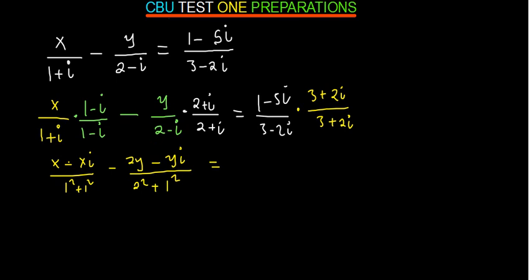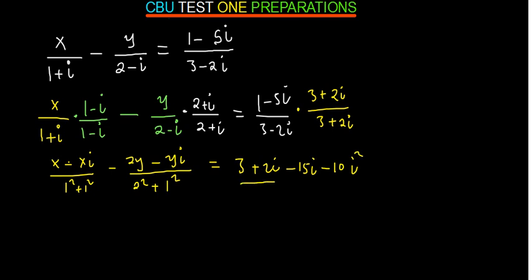And that is going to be equal to, multiply here, 1 times the 3. It is going to be 3. 1 times 2 there. It is going to be the 2i. Negative 5i times the 3. It is going to be negative 15i. Then negative 5i times 2i. Negative 5 times 2 is going to be negative 10. i times i, that will be i squared.